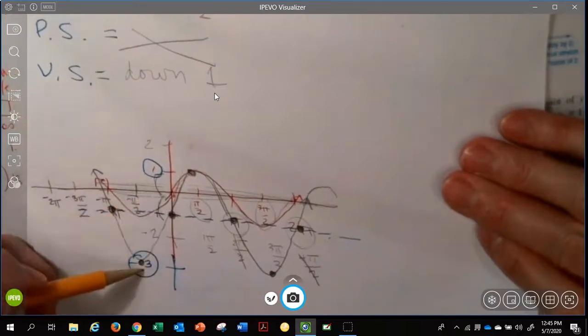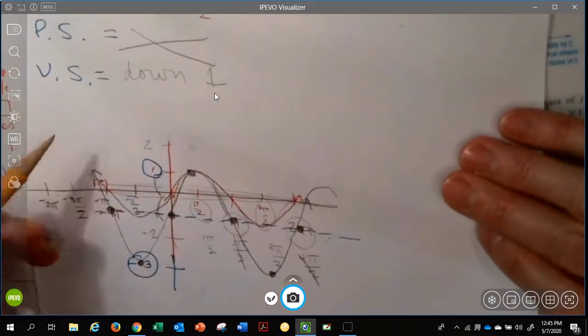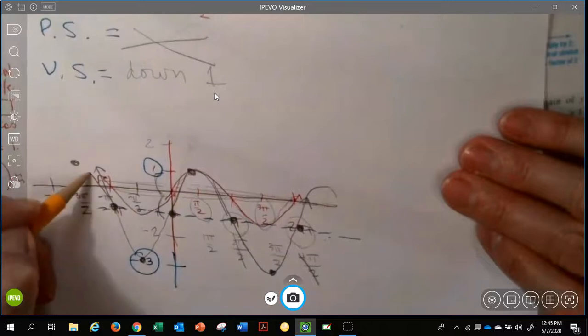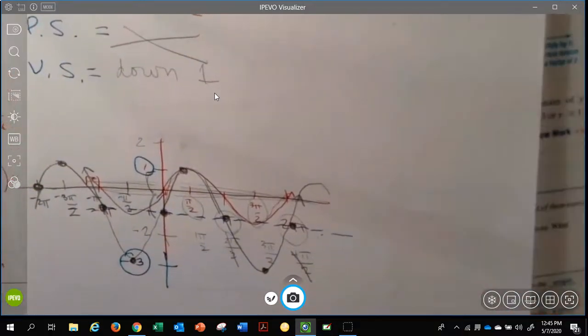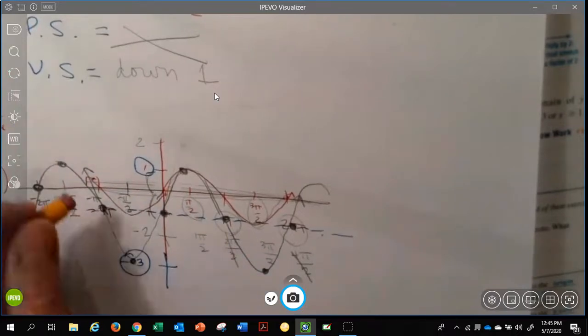So here, lowest, 0 at 3 pi over 2. I got to get back up here to my highest point, and then I got to get back down here to my lowest point. So the pencil is my correct sine.